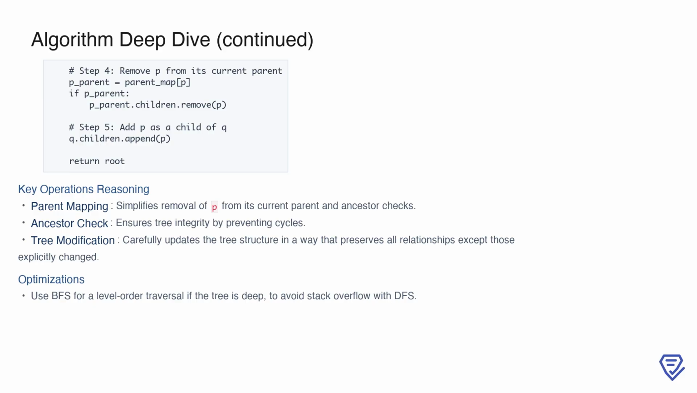Key operations in this process include the use of the parent map, which simplifies both the removal of P from its current parent and the ancestor checks. The ancestor check is crucial for preventing cycles, ensuring the tree's structural integrity. The tree modification steps are carefully designed to preserve all relationships within the tree, except for the specific changes required by the problem. For deeper trees, BFS can be used instead of DFS to prevent stack overflow, providing a more robust solution for large inputs.